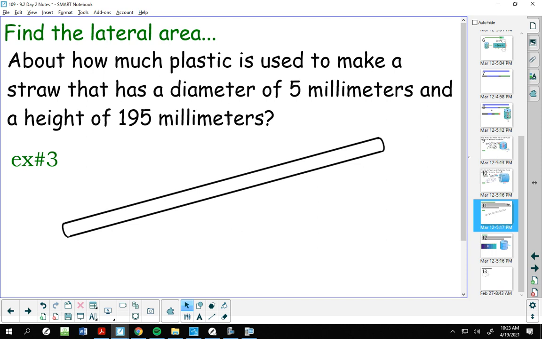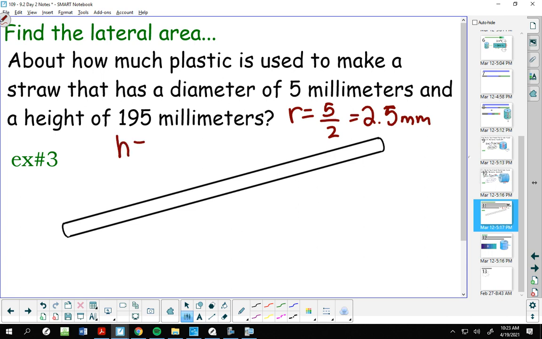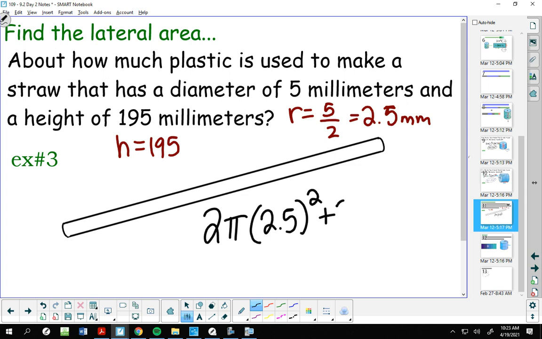About how much plastic is used to make a straw that has a diameter of 5 millimeters. So if the diameter is 5 millimeters, then the radius is half of that. So 5 divided by 2, which is 2.5 millimeters for the radius. And a height of 195. So again, we're just going to plug that into our formula. So our formula is 2 times pi times r squared plus 2 times pi times r times h.